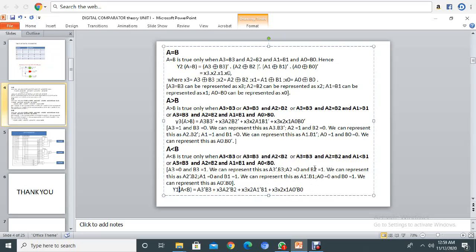Then A3 is equal to B3 and A2 is equal to B2, so X3 dot X2, and dot next A1 less than B1. That means A1 is 0, B1 is 1, so A1 bar B1 plus, here we have OR. So plus next A3 is equal to B3, so X3, A2 is equal to B2, X2, A1 is equal to B1 and A0 is less than B0. So A0 is 0, B0 is 1, so A0 bar B0.